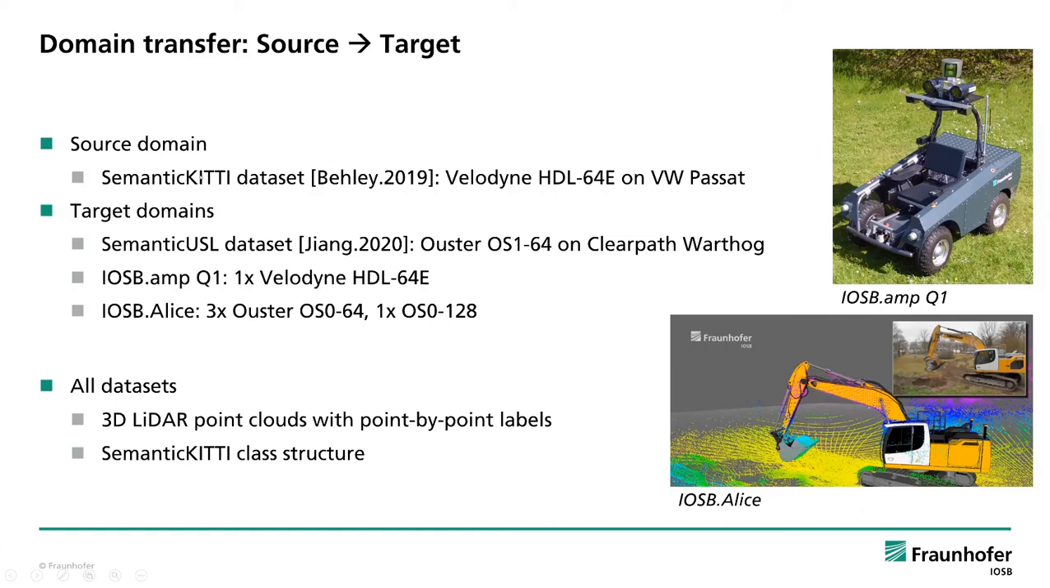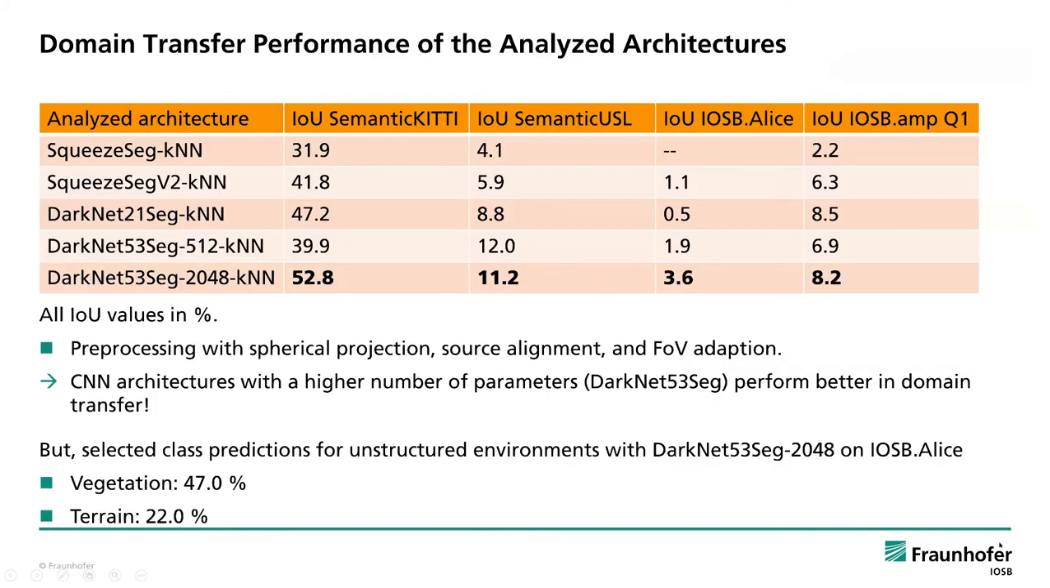We have the SemanticKITTI dataset as the source domain where the architectures were trained. They are available within the LiDAR Bonnetal toolkit on GitHub. That is the one that my student used to do the analysis here. And we tested on those two platforms. So what are the results if we test the SalsaNext architecture with K nearest neighbor post-processing? We have an IOU over all classes of 31%, and the best result with the most complex architecture is 52%.